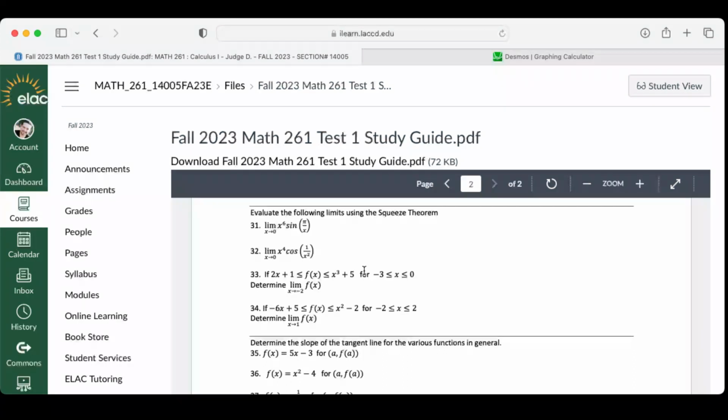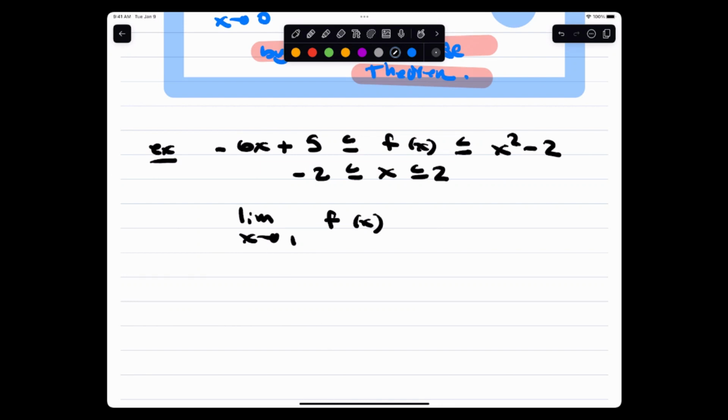So I'll give you guys another example. It's similar to an example in your book. I have negative 6x plus 5. Mr. Judge, this is now f. They're defining the function over the interval negative 2 to positive 2, okay? And now they want to find the limit as x goes to 1 of the function. So let me share this with you guys. This is kind of nice, neat, and simple.